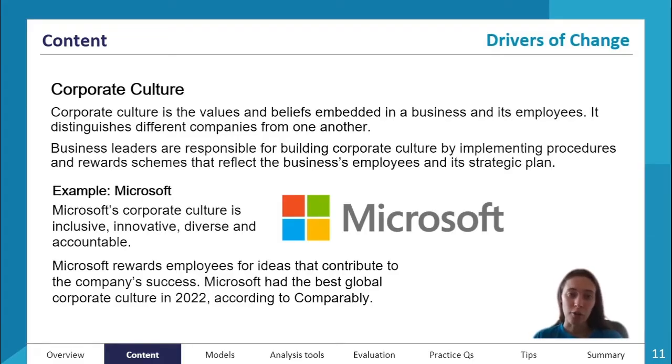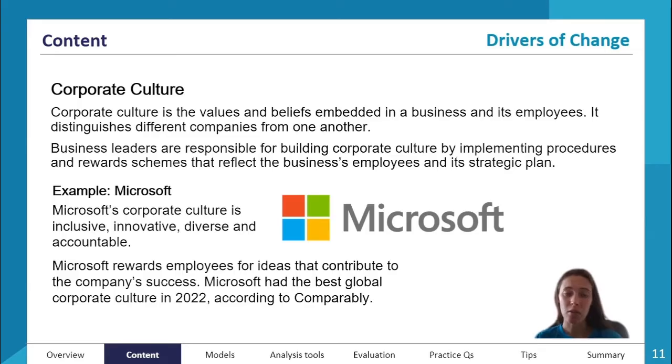Corporate culture is our first one, and that's all about the values and the beliefs embedded in a business, including in the employees as well. And it distinguishes different companies from one another, because different companies are going to have different corporate cultures, different styles of the way that they work, and that is going to be that differentiating factor.